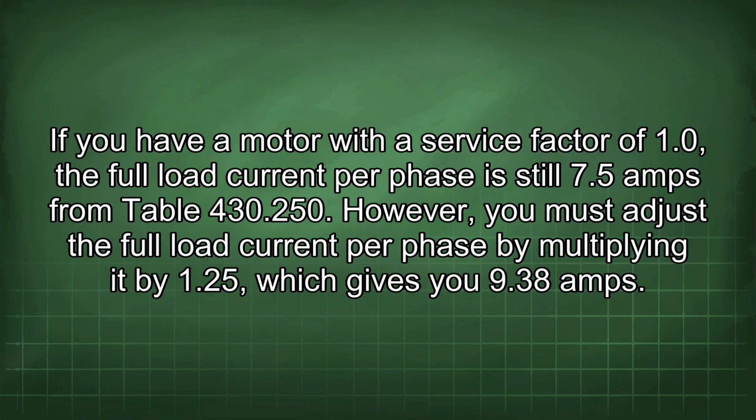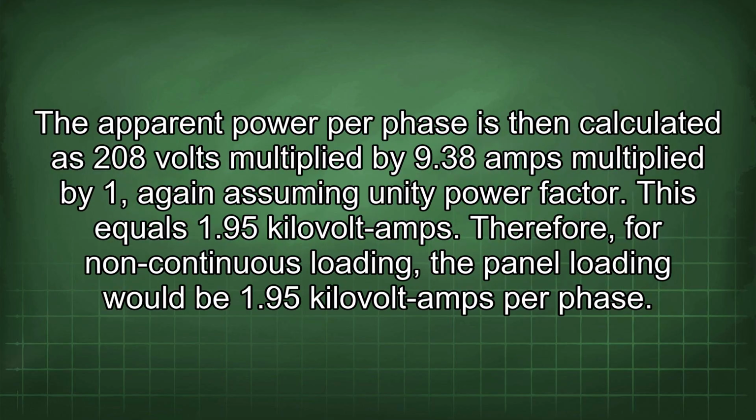If you have a motor with a service factor of 1.0, the full load current per phase is still 7.5 amps from table 430.250. However, you must adjust the full load current per phase by multiplying it by 1.25, which gives you 9.38 amps. The apparent power per phase is then calculated as 208 volts multiplied by 9.38 amps multiplied by 1, again assuming unity power factor. This equals 1.95 kilovolt amps. Therefore, for non-continuous loading, the panel loading would be 1.95 kilovolt amps per phase.